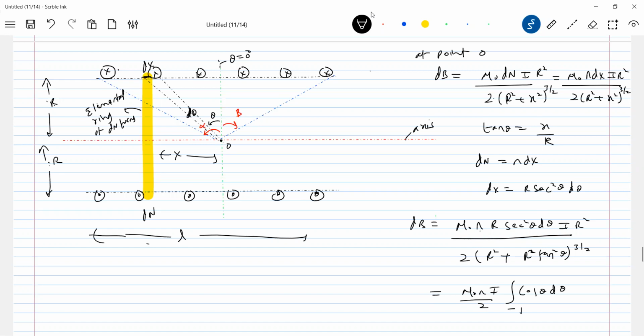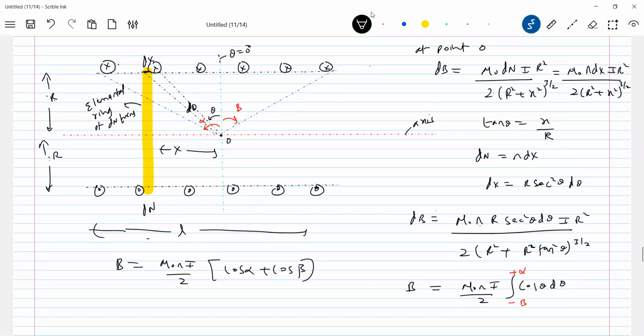What we did earlier for long wire, the similar method you can apply here. Minus beta to plus alpha. So this is the value of B bar. So I'll end up with mu naught n i by 2 times cos alpha plus cos beta. So this is the expression for magnetic field inside the solenoid.